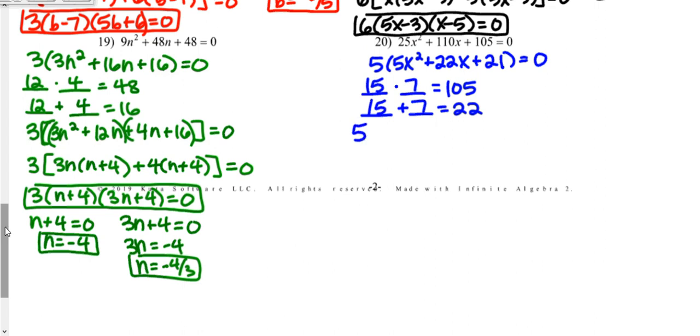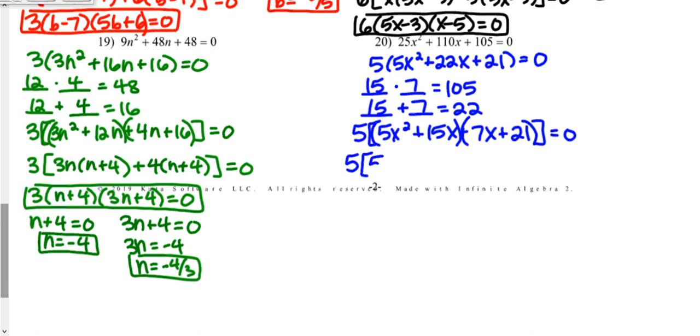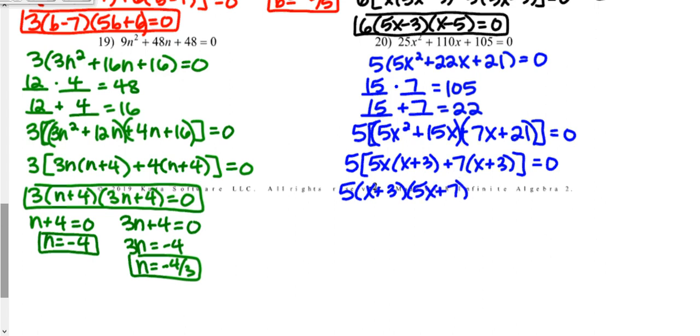So then we're going to rewrite our quadratic. And group, common factor. And then factored form. And find your zeros.